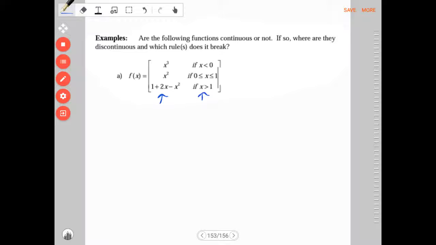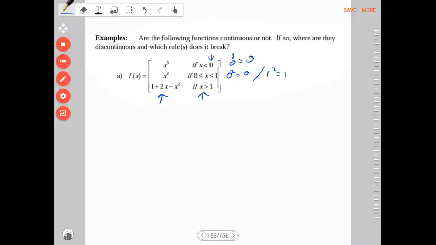So what we're going to do first is evaluate these functions at the breakpoints. Let's do that really quick. x cubed for x less than or equal to 0: at 0, 0 cubed equals 0. Then x squared at 0: 0 squared equals 0. That's the first one. And then x squared at 1, so 1 squared equals 1.